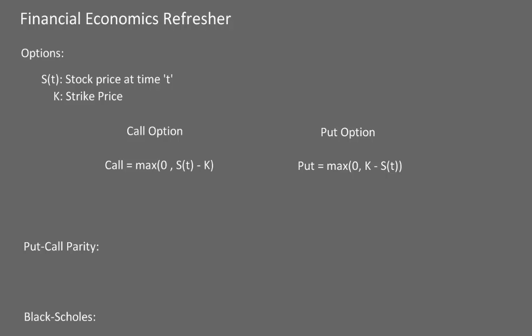Today we will be giving you a refresher on some basic financial economics concepts that are important to the exam. The first concept we'll cover today are options.